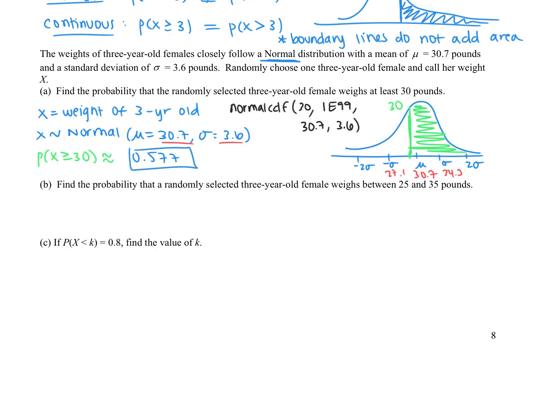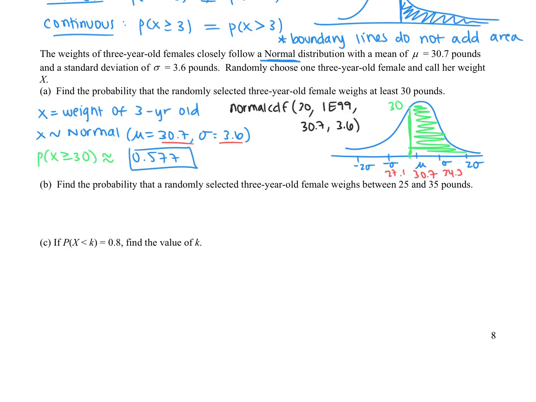Do you? Okay, if we had to interpret this, we would say in the long run, if you chose a bunch of 3-year-old females, about 58% of them would weigh at least 30 pounds. Back of the book when you go to check your answers, the book is going to convert this 30 to a z-score. You do not need to do that. I do not do that. As long as you have this graph and it's labeled, you don't need to do a z-score.